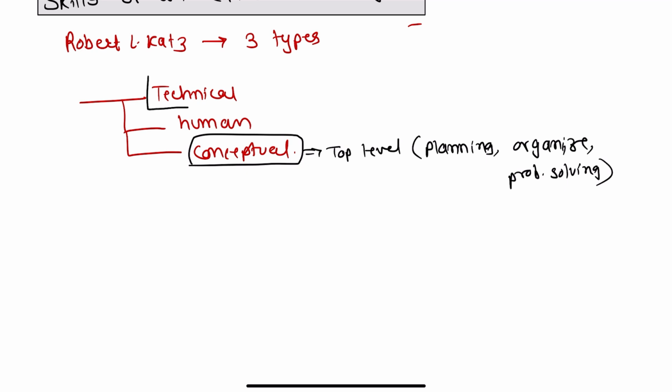Let us see technical. Technical skills involve process or technical knowledge and proficiency necessary to carry out a specific task. Managers use the processes, techniques, and tools of a specific area. Examples: a surgeon, a pilot, an engineer, a writer, or a programmer writing computer programs, completing accounting statements, etc.